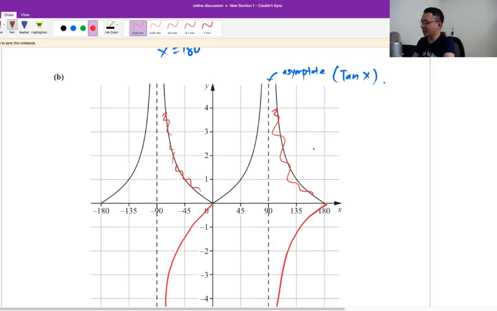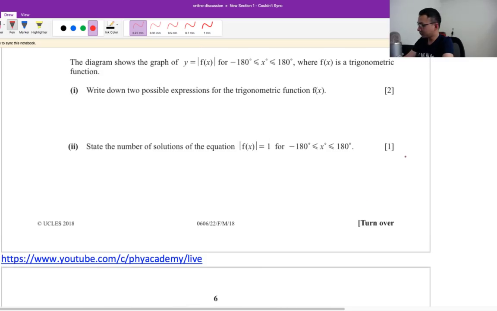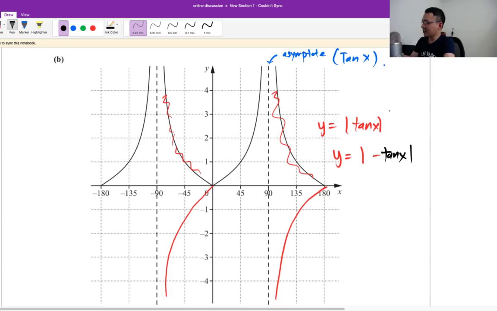So you know this one, because the question asks you to write two possibility equations, so you should know this is tangent. So I know this is modulus of tangent x. First possibility. The second possibility is what? Is modulus of negative tangent x. Okay, I guess this is two possibilities, because this one is basically the tangent. They just modulus it, so whatever negative will go to positive.